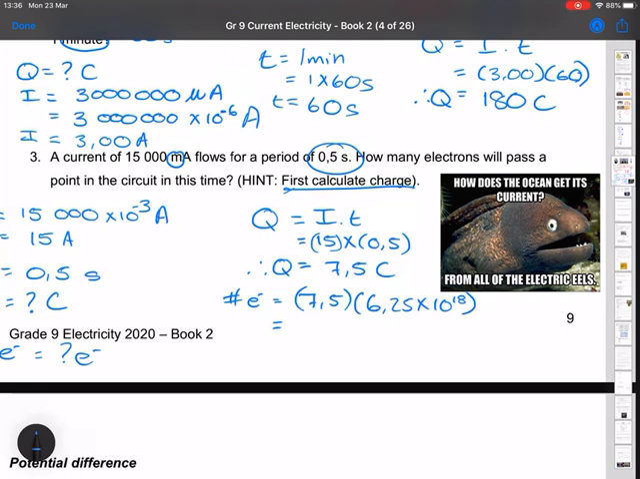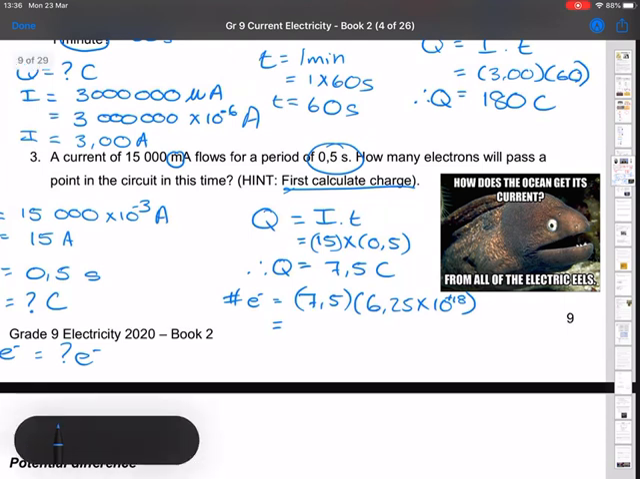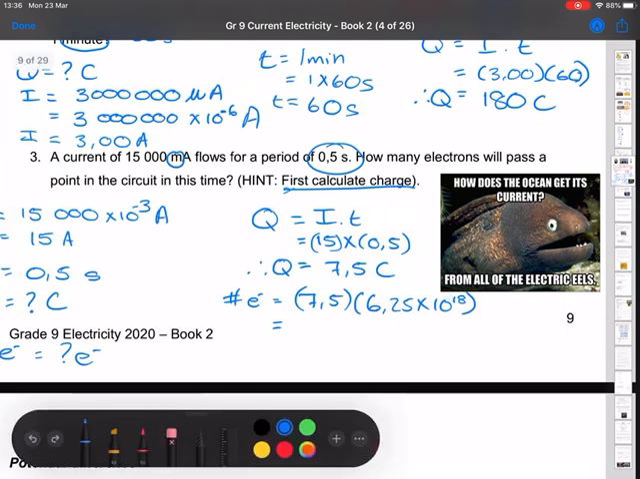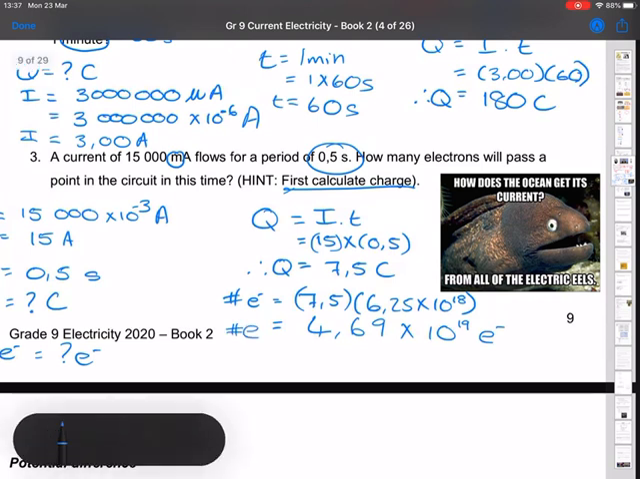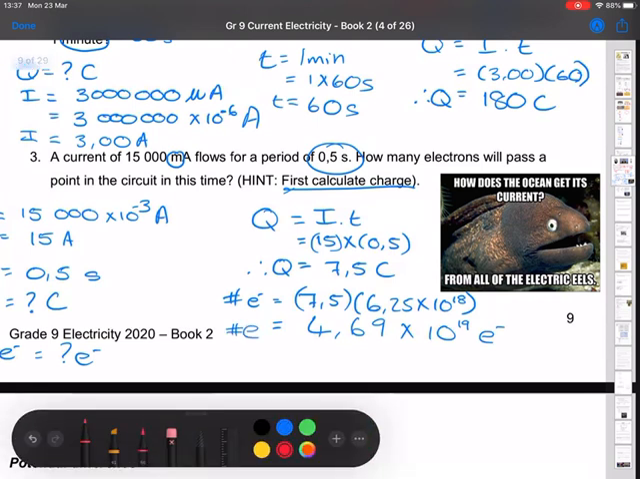4.69 times 10 to the power of minus 17. Sorry guys, I've done it as minus 18. It's not minus 18, it's positive 18. It's a whole number, a positive number. So 6.69 times 10 to the power of 19. 4.69 rather, not 6.69. 4.69 times 10 to the power of 19. And our units are electrons, because that's how many electrons are in each coulomb of charge.